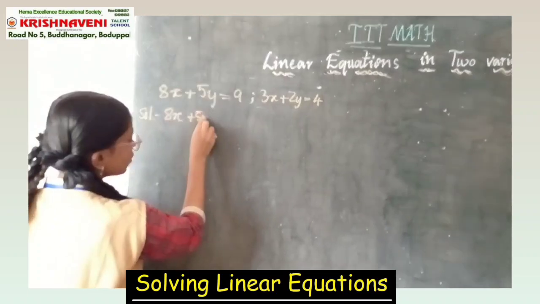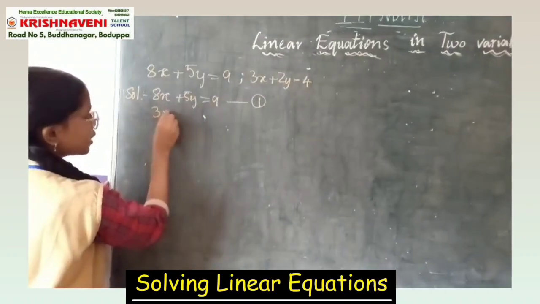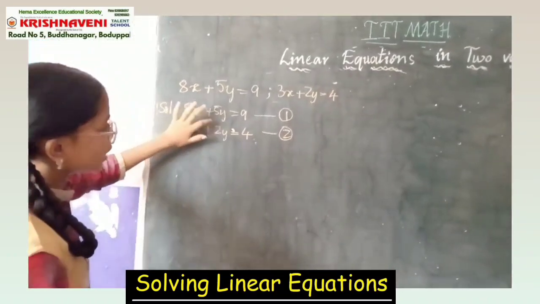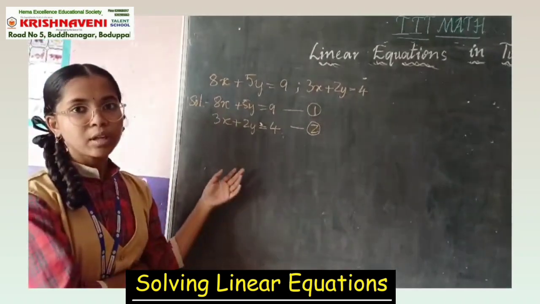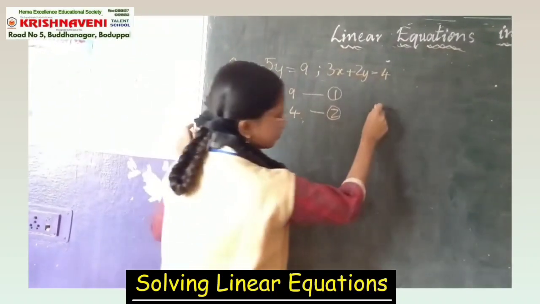That will be equation 1. 3x plus 2y is equal to 4, equation 2. 8 can't be 3 and 3 can't be 8. 5 can't be 2 and 2 can't be 5. So I will go with LCM. Elimination method means one variable will be eliminated. I want to eliminate y, so the LCM of 5 and 2.